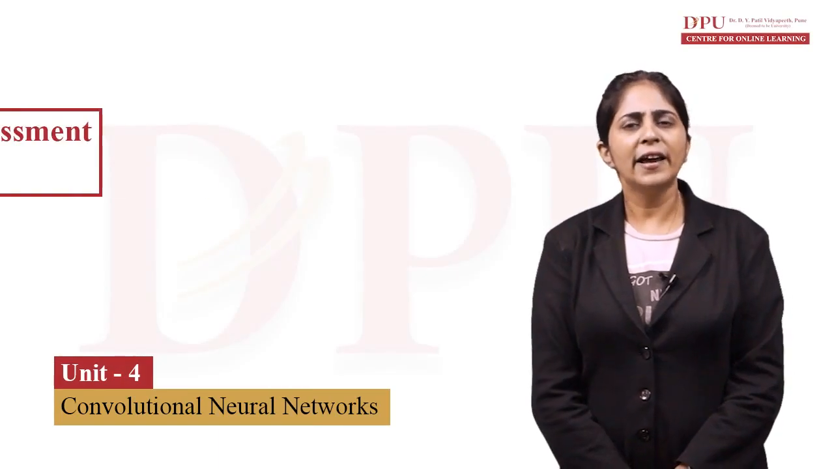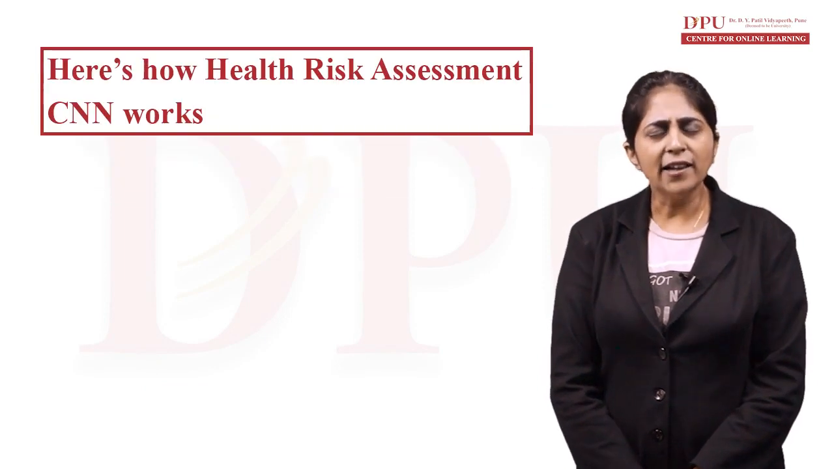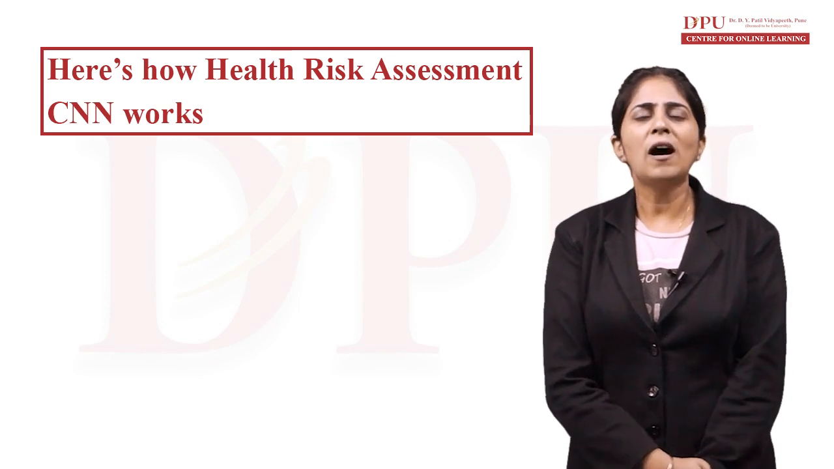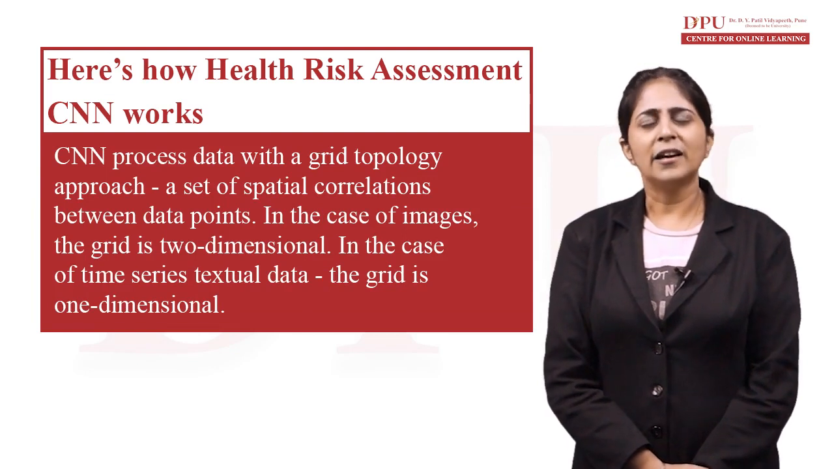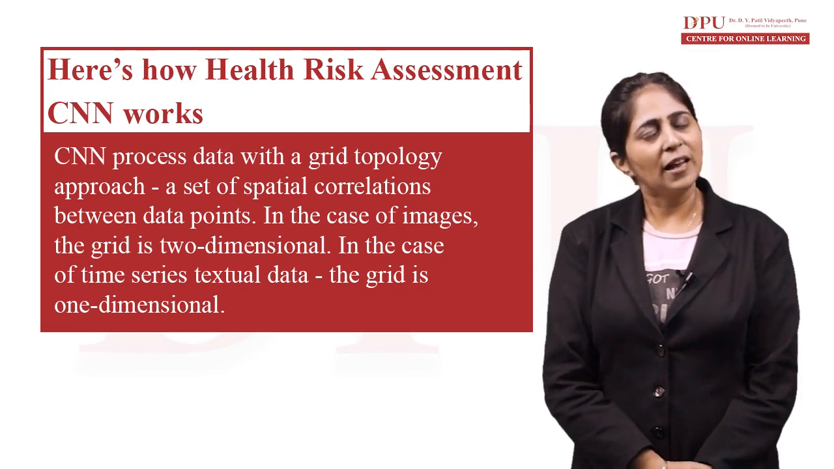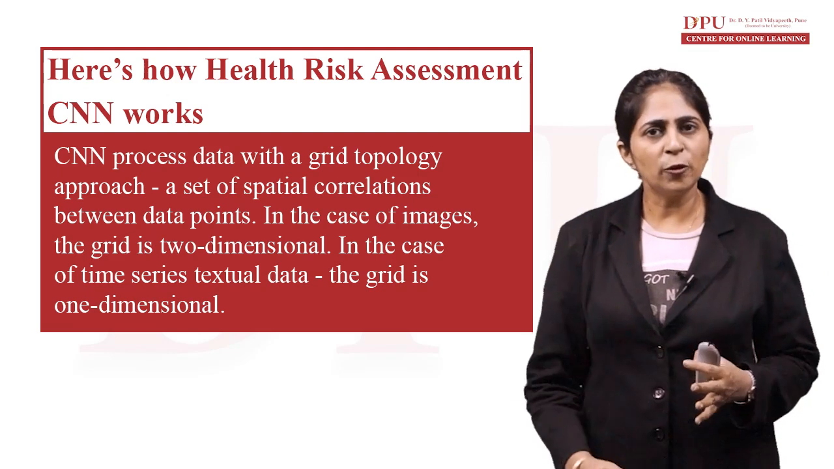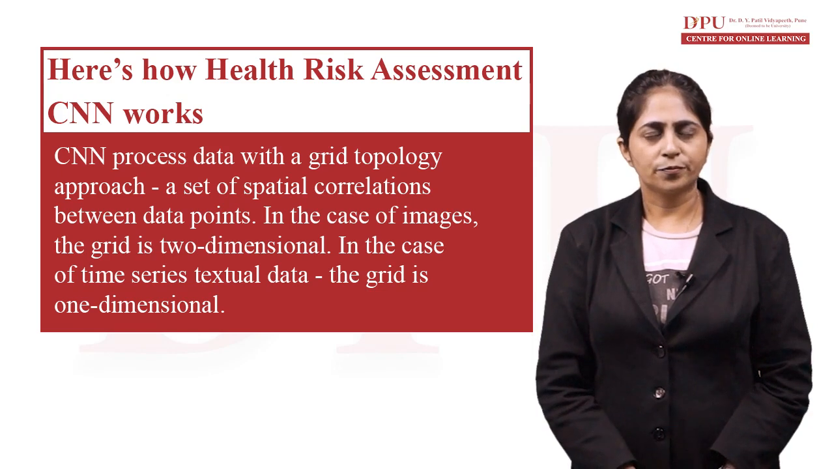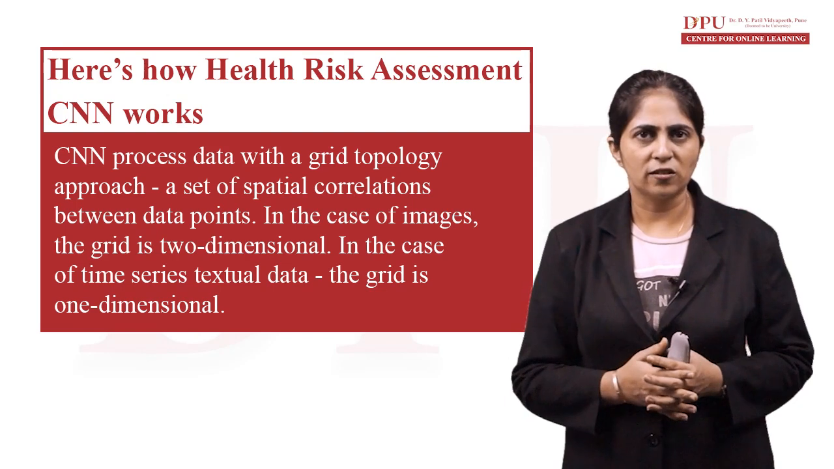How does a health risk assessment CNN work? If we talk about health risk assessment, then how does our convolutional neural network work there? Our convolutional neural network processes the data with a grid topology approach that we've just seen: whenever a particular image is inputted into the CNN, it is categorized into a grid topology, which is a set of spatial correlation between various data points.